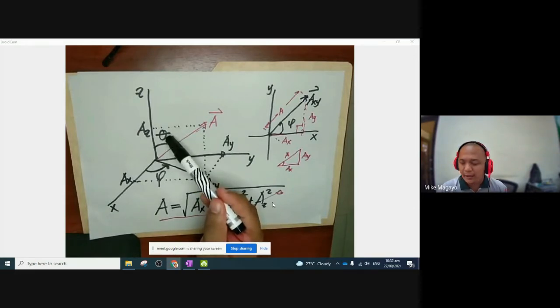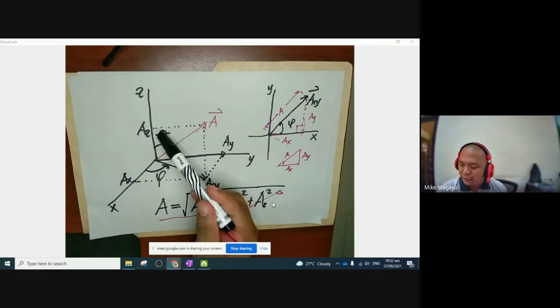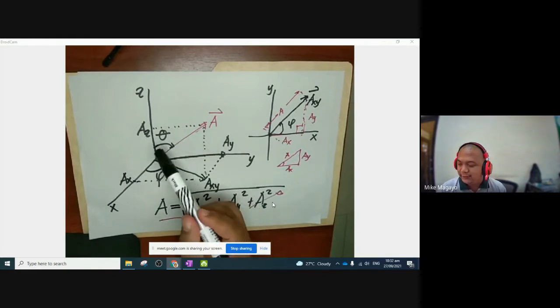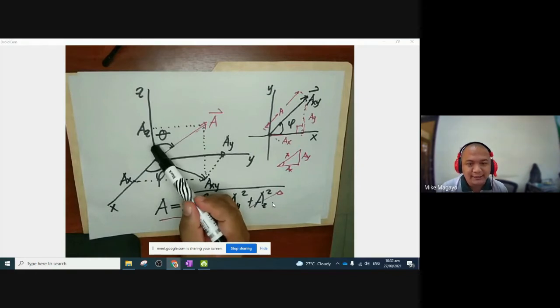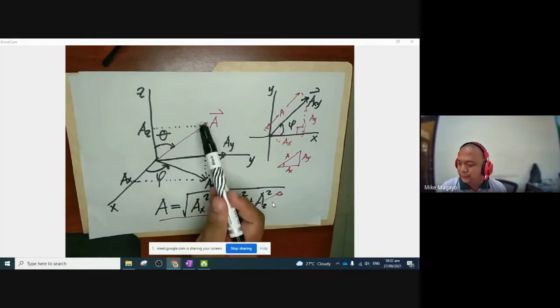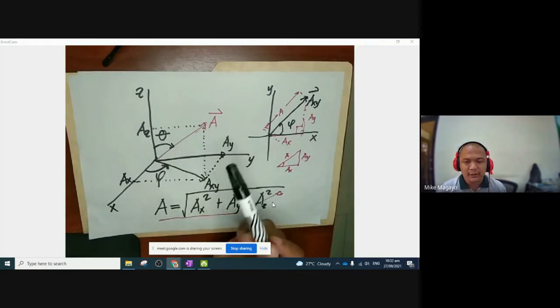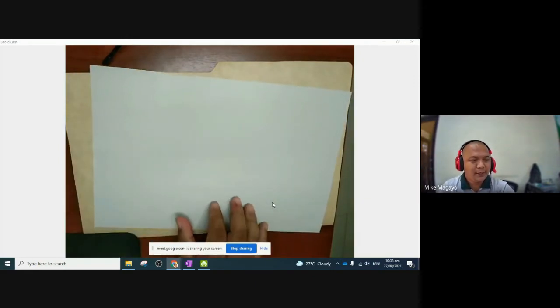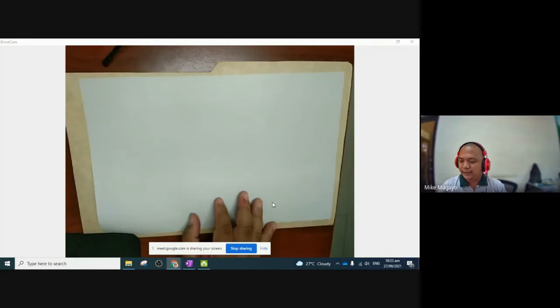Okay, but pwede man po na gamiton ang omega. Basta ang akong gigamit when I say theta here in this particular context is the angle measured from the z-axis towards the vector. Okay. So how could we determine the components?